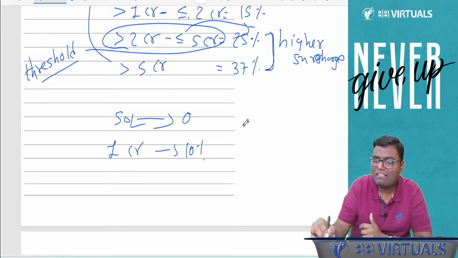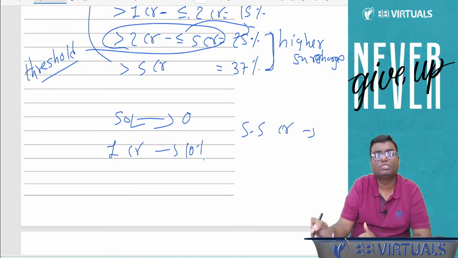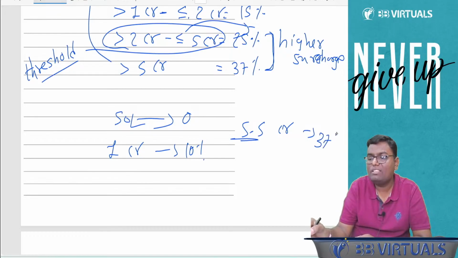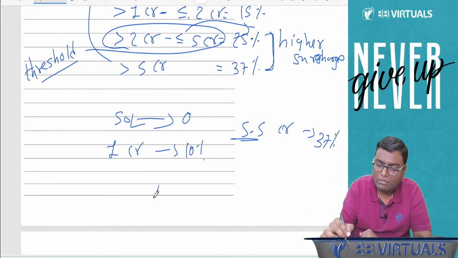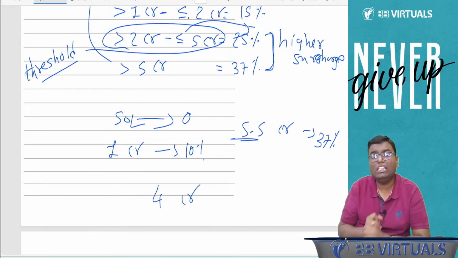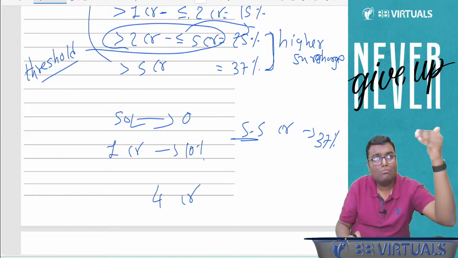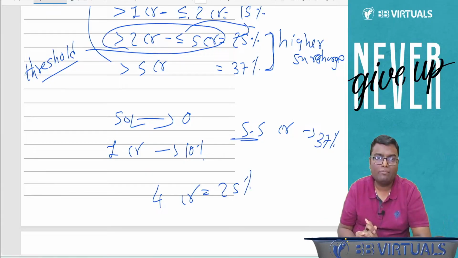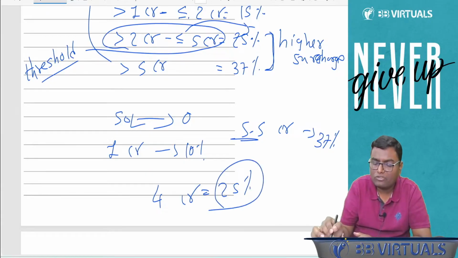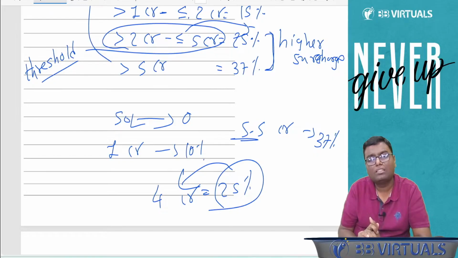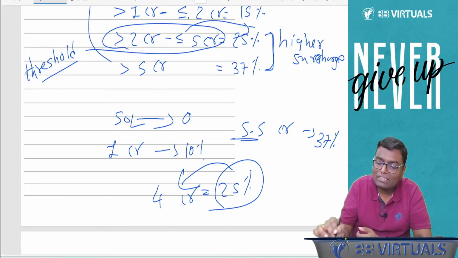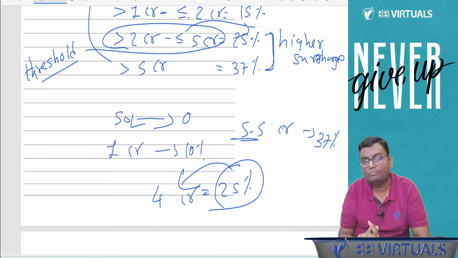What if my income is, let's say, 5.5 crore? Can I say this is more than 5 crore? The rate of surcharge will be 37%. What if my total income is 4 crore? Can I say it is more than 2 crore, but up to 5 crore? Then the rate of surcharge will be 25%. So will this 25% surcharge be applicable on the total income? No. First, basic tax will be calculated. On that, this percentage will get applied.